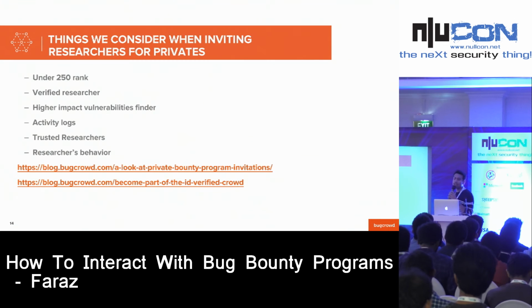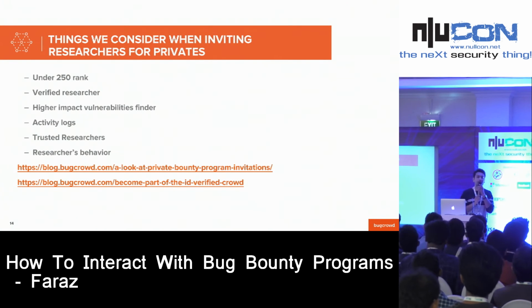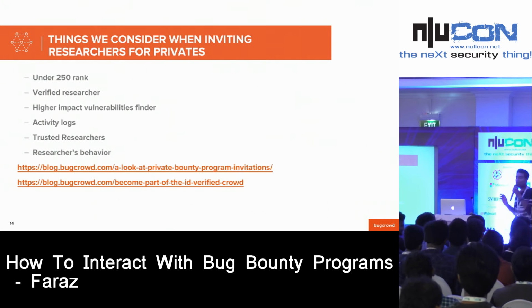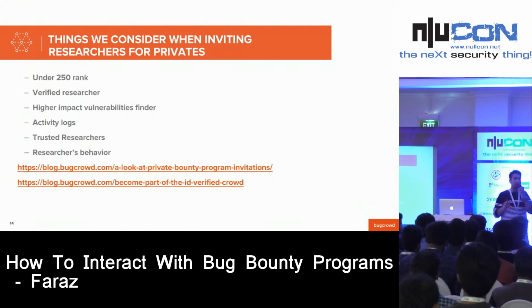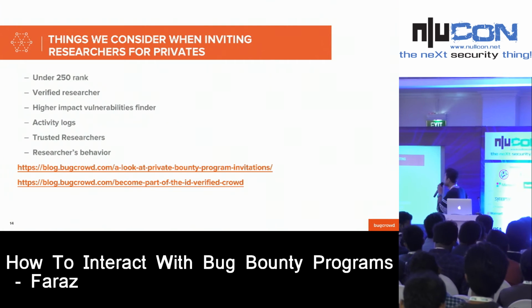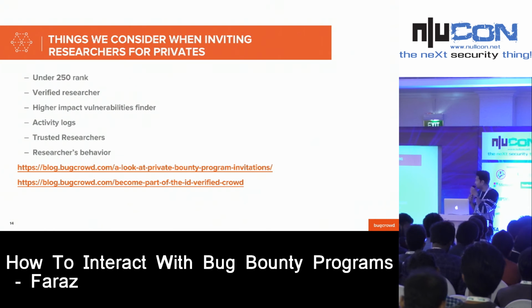Okay, so the things which are considered when inviting researchers for private programs. Under 250 rank, then verified researchers. Who are the verified researchers? Right. So just make yourself verified, because there are many programs, many clients who will ask us that they want all the researchers for their program to be verified. If you are verified, you have higher chances to get privates. Then higher impact vulnerability finders.